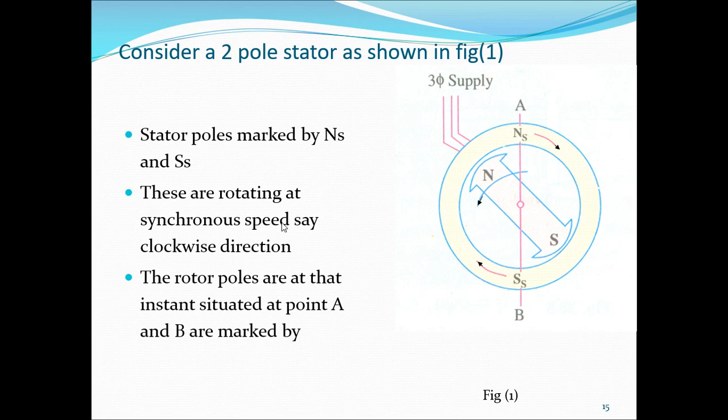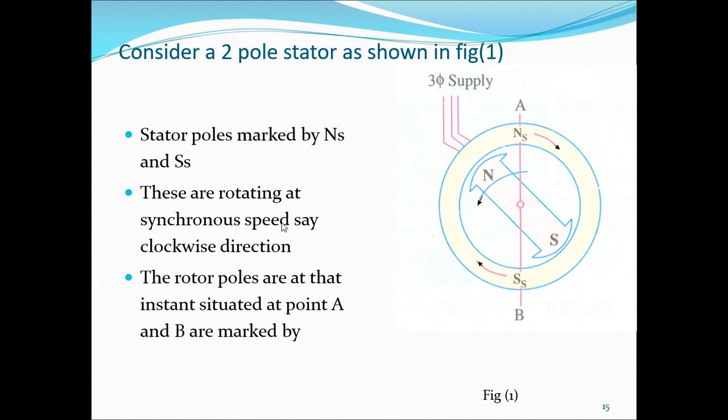So how can we start? For the stator winding we have to give the three-phase supply. When we give the three-phase supply, a rotating magnetic field is produced, which rotates at synchronous speed. Then the rotor is rotated at synchronous speed by an external motor. Either you can use a DC motor or any small pony motor.